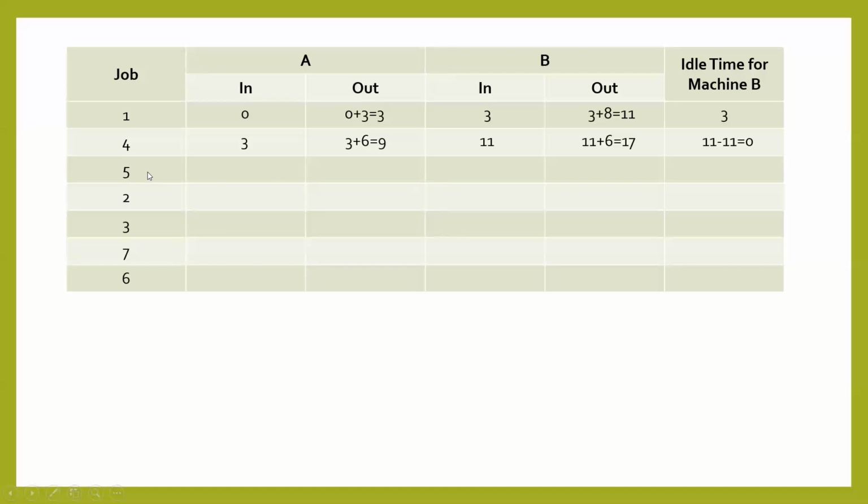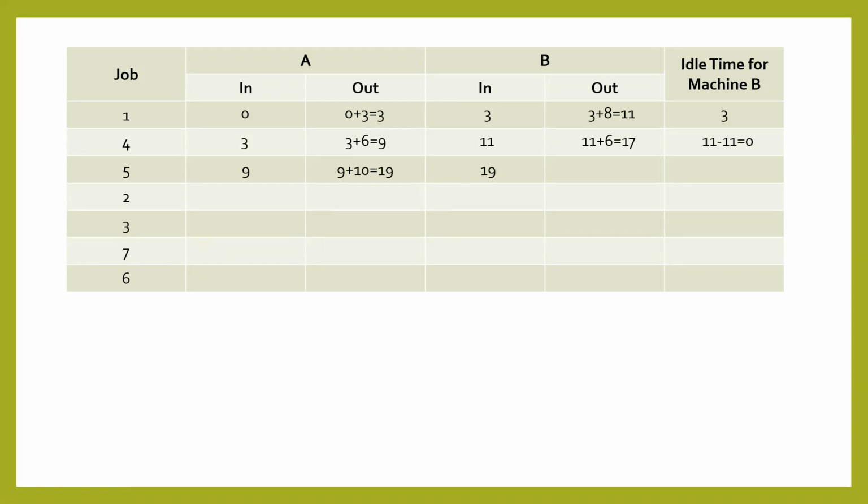Now what about job number 5? In will be depending on this out of the previous job, which is 9. So this will start at 9. 9 plus 10, that should give me 19. Now compare 19 and 17 here. The one which is greater, that is 19 is greater. So here, this out, the machine B is free and it's waiting for the next job to come in. Okay, so the maximum is 19.